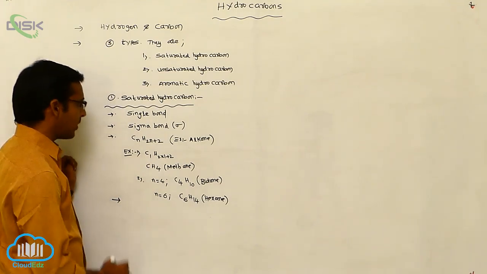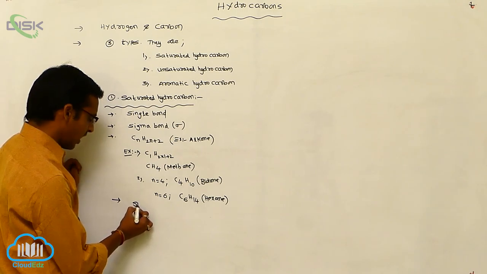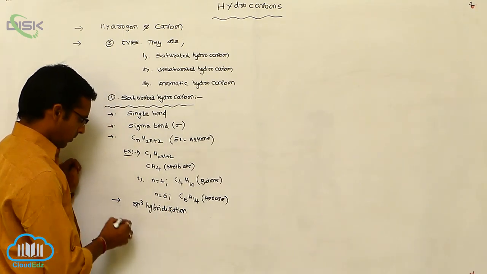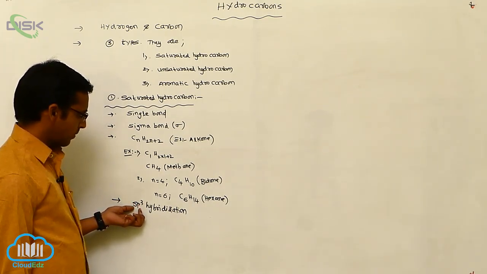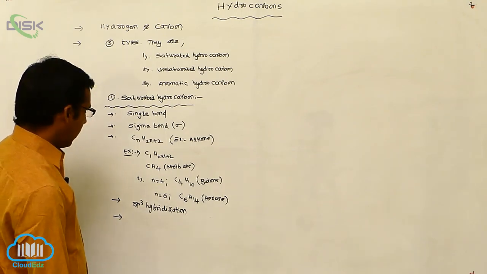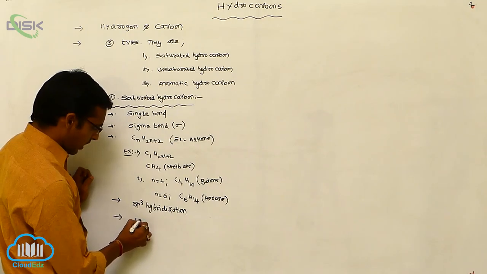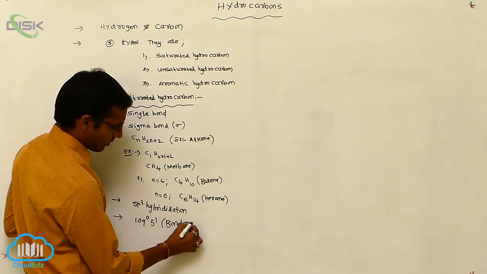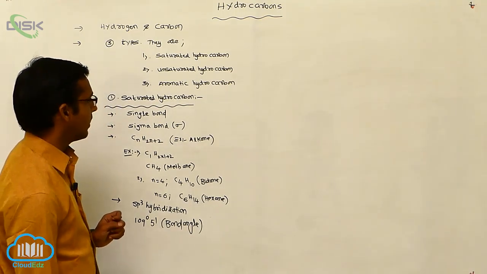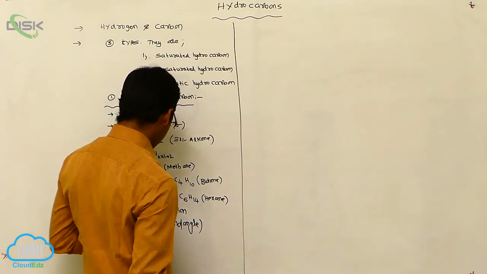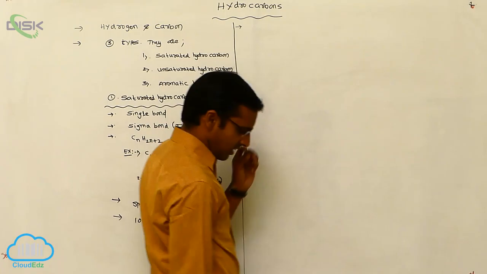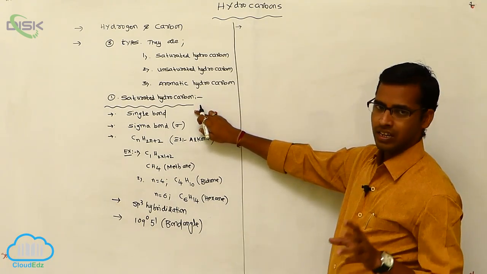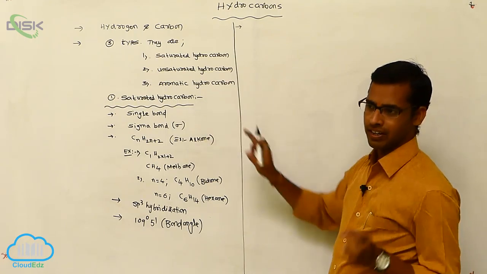Next, alkanes undergo sp3 hybridization. One s orbital and three p orbitals mix and produce sp3 hybridized orbitals. In alkane, the bond angle is 109 degrees 5 minutes. Alkanes are, for example, LPG and CNG. In different materials we use different types of alkanes, because hydrocarbons are an important source of energy.